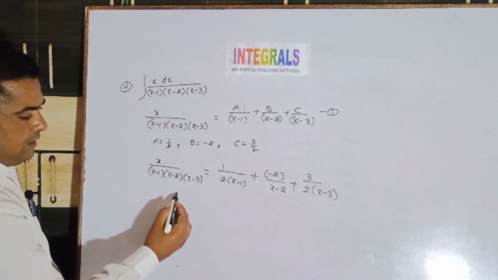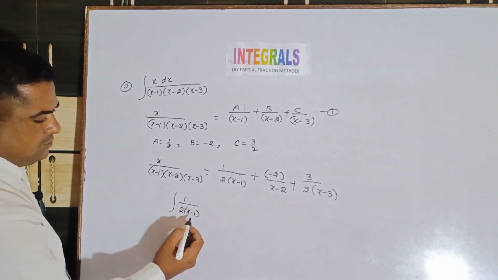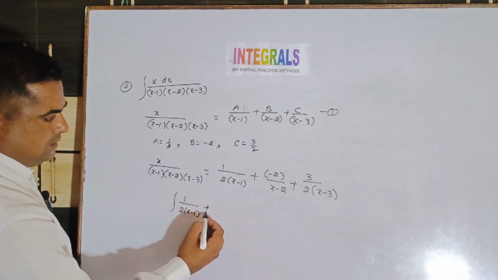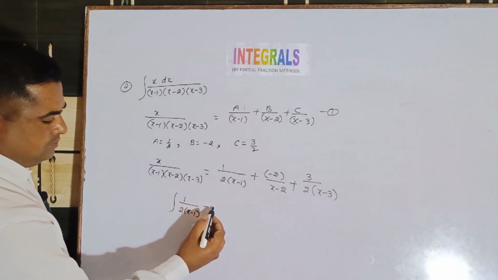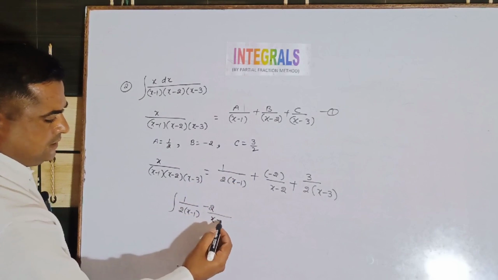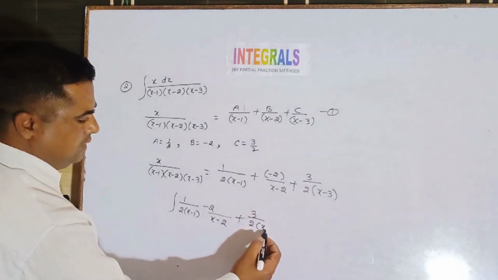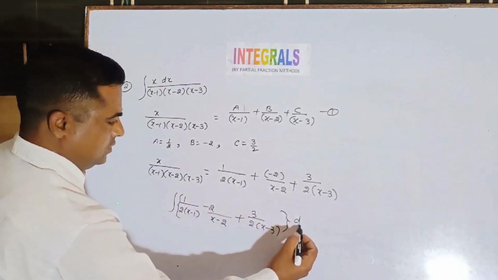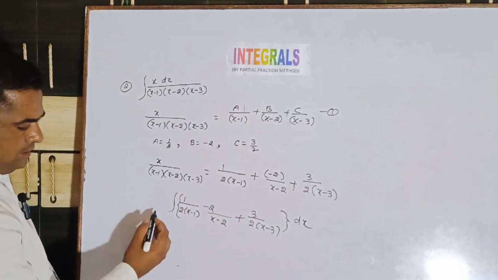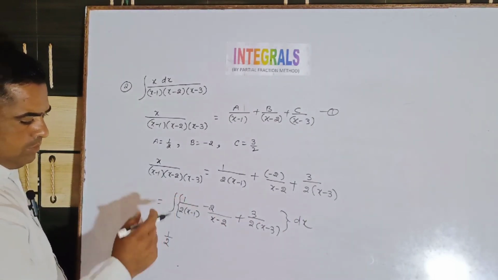We will do this integral: 1 by 2 upon x minus 1, plus minus, this will be minus 2 upon x minus 2, plus 3 by 2 upon x minus 3. We have to integrate this part. So how will we integrate this function? This will be 1 by 2 outside the integral and 1 upon x minus 1.